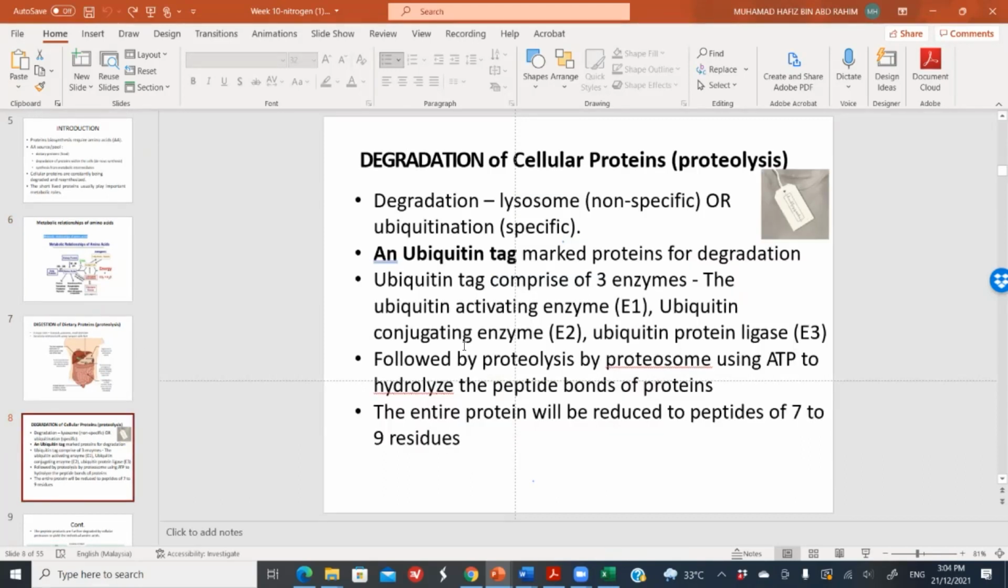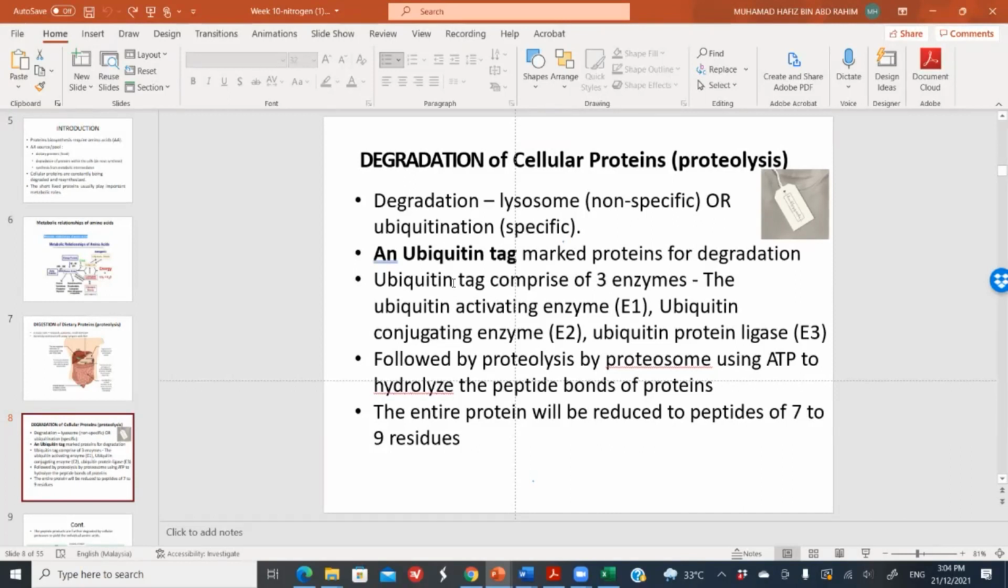No. Okay. So we enter into the degradation of cellular protein or proteolysis. So for the degradation, we said this protein is always being resynthesized or always being degraded depending on the usage of the body. So the degradation of this protein can occur based on two mechanisms. The first one is lysosome, non-specific, or ubiquitination. So lysosome will degrade just any protein, but ubiquitination is more specific. I think probably you learned this one in your matriculation. So we will take a look at the specific one, but not the lysosome.